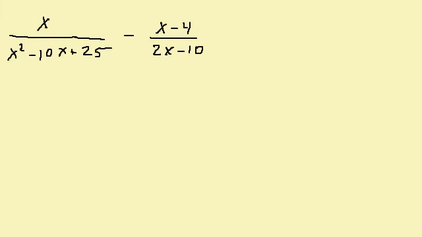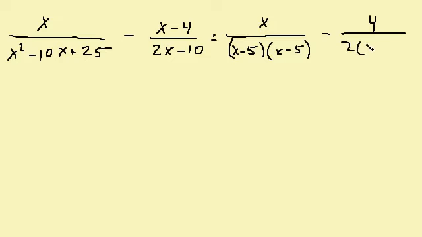Okay, let's take a look at one more. So first thing I need to do is factor the denominators. So that's going to give me x over x minus 5 times x minus 5, minus 4 over 2 times x minus 5. Then I need a common denominator, which is 2 times x minus 5 times x minus 5.